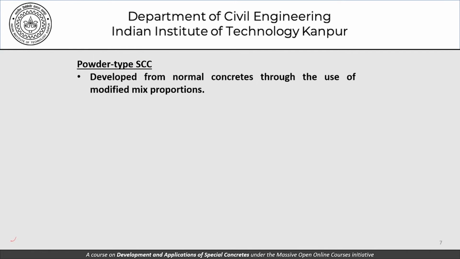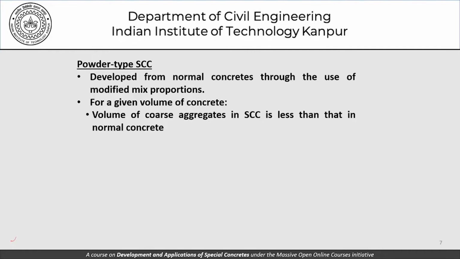Now let us review some basic features of the powder type self-compacting concrete mixes. This is developed from the normal concretes through the use of modified mix proportions, and for a given volume of concrete, what we try to achieve is we limit the volume of coarse aggregates. That is, the volume of coarse aggregates in self-compacting concretes is less than that in normal concrete.